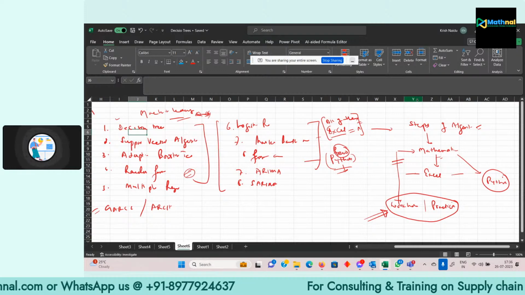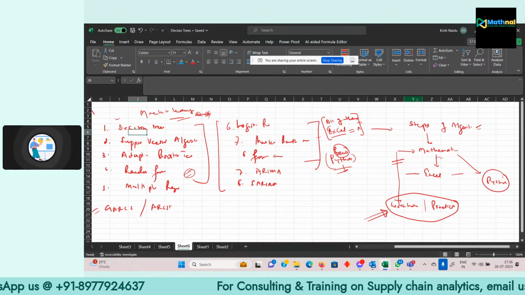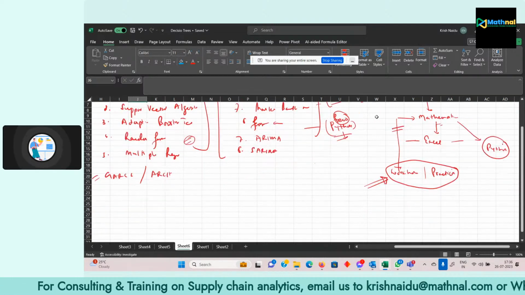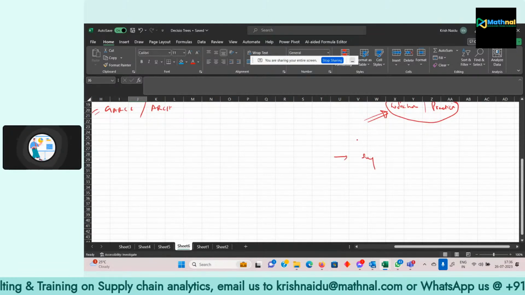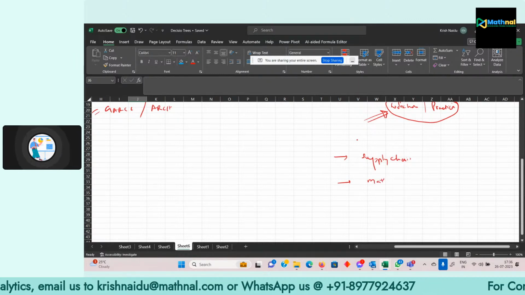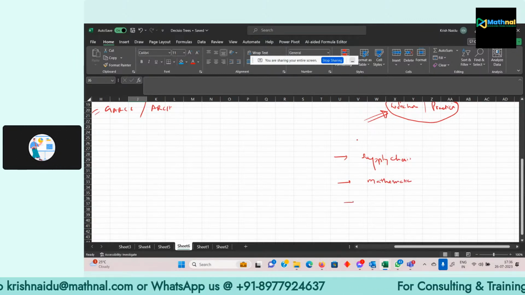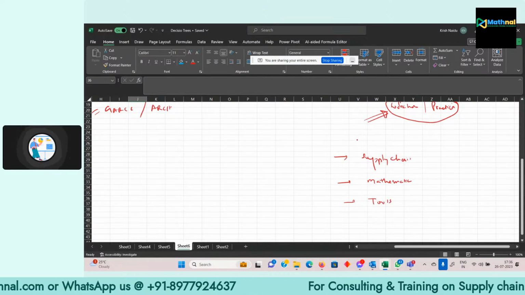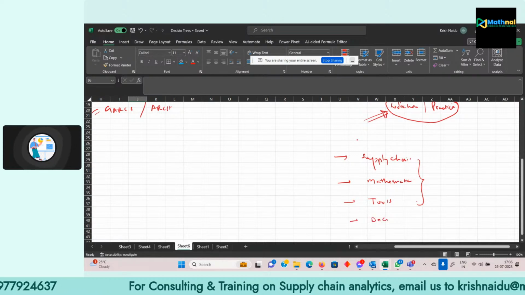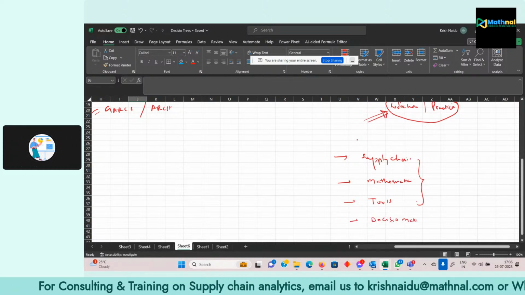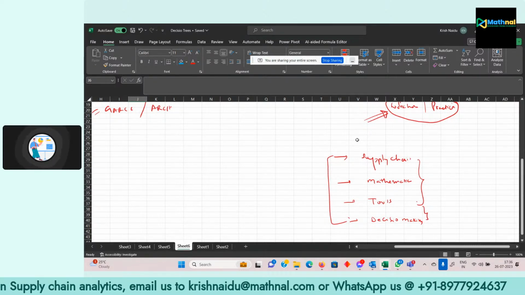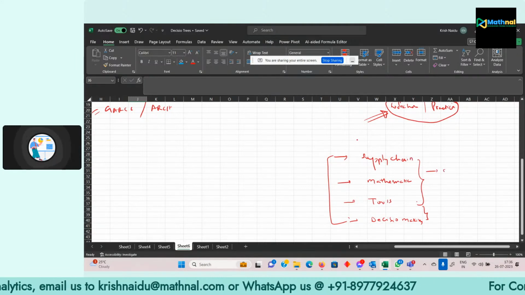But if a person doesn't work hard, then he will struggle, because we are going to bring three aspects over here. The three aspects are, first, supply chain, second, mathematics, and third, tools. The person will learn three things from this training program. And fourth is, of course, decision making. Right? The four things the person will learn from this training program. And everything is delivered step by step.